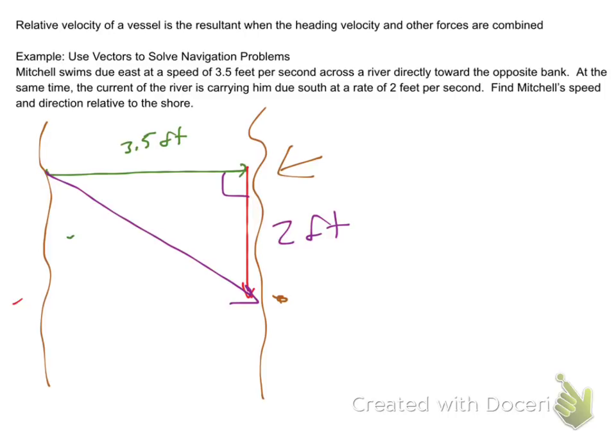What is 3.5 squared plus 2 squared and then take the square root? Someone's got to have a calculator handy. No? We'll just let the video roll as we're waiting here. So 16.25, so square root that. What do we get? 4.03? 4.03, but wait a minute.